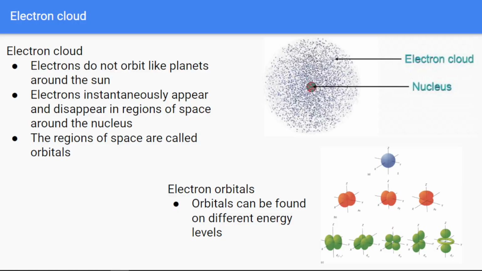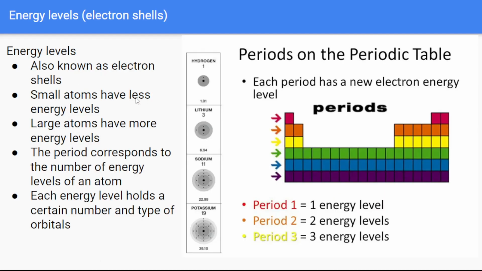The electrons do exist on the outside of the atom, but they don't exist as orbiting like planets. It's more like a cloud of electrons where they spontaneously appear and disappear in different regions of space. And those regions of space are called orbitals. Now those orbitals can exist at different energy levels, and we can determine the number of energy levels of an atom by looking at the periodic table. If that atom is on the first period, it has 1 energy level. Second period would have 2 energy levels. Third period would have 3 energy levels. Fourth period would have 4, on and on and on.